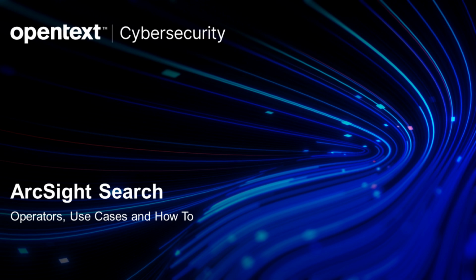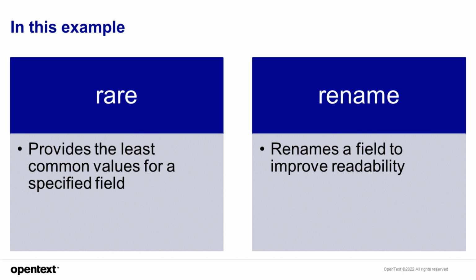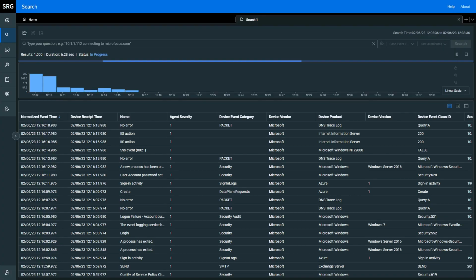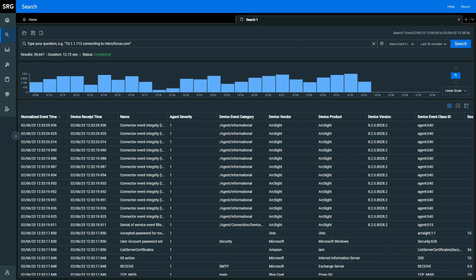I'd like to take a couple of minutes to explain, demonstrate, and show some of the data operators available in ArcSight Search. In this example, we'll be using these operators to help simplify, filter, and sort the information returned in our search results. It's not unusual to need to come in as an analyst and look at a lot of information about what's happening in your environment with the events and data that you've collected.